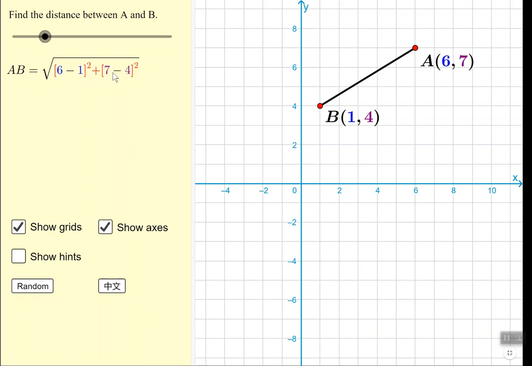And then whatever goes inside in the blue will be the difference in the x's, and the purple will be the difference in the y's. Okay, so you have 6 take away 1 and 7 take away 4. So we can simplify that to 5 squared plus 3 squared. No need for the brackets there.